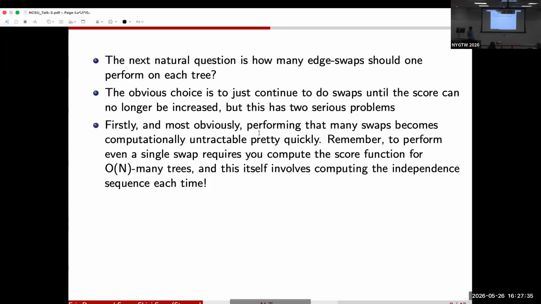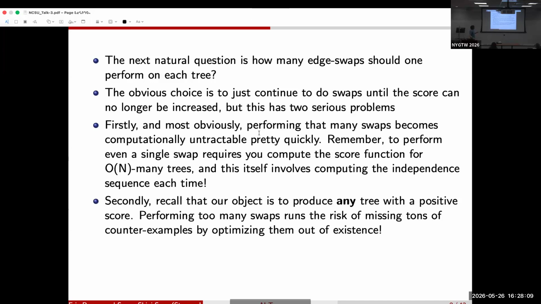This has 2 serious problems. Firstly, and most obviously, performing that many swaps becomes computationally intractable pretty quickly. Remember, to perform even a single swap requires you to compute the score function for O(n) many trees, because in the worst case, you added an edge which turns the tree into one big cycle, and you go along that cycle removing every single possible edge. So if you try to do every possible swap, you're really ramping up the amount of computation.